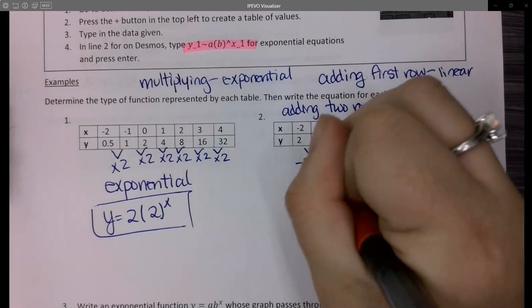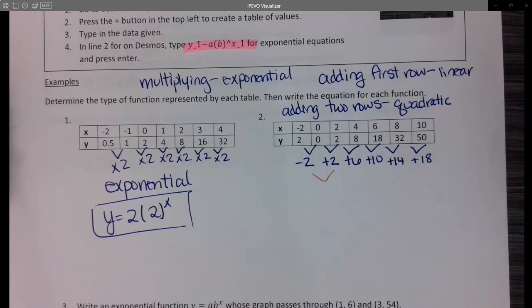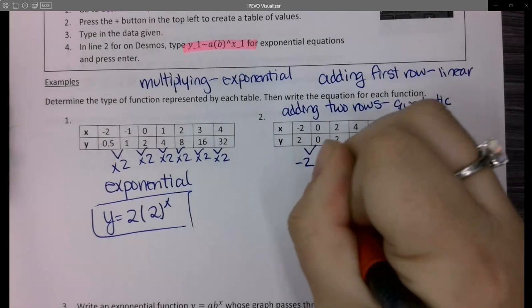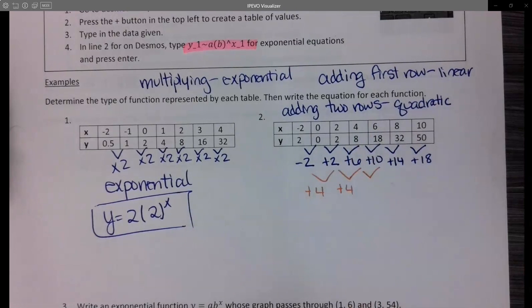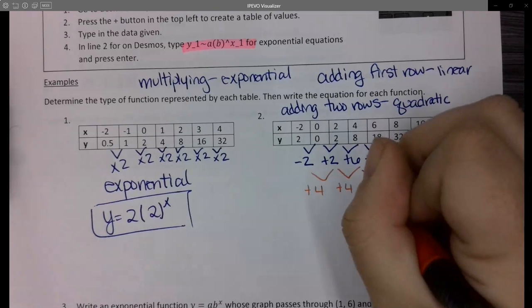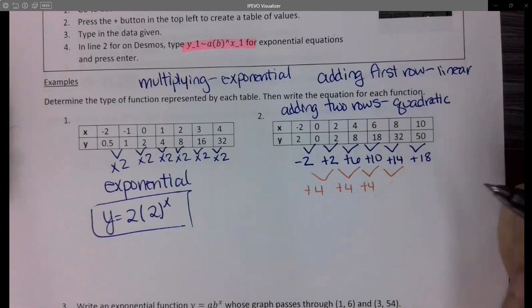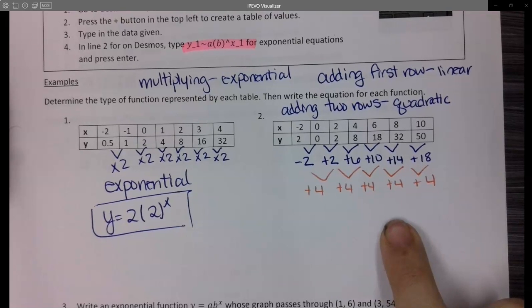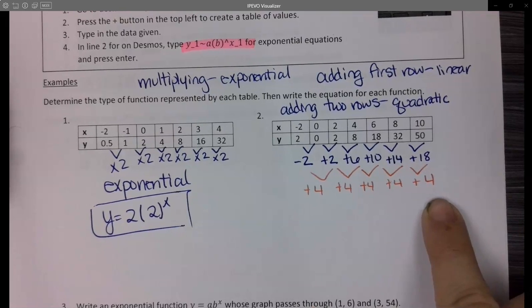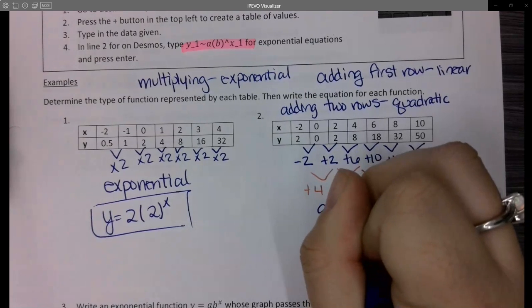So, how do I go from negative 2 to 2? Add 4. How do I go from 2 to 6? Add 4. 6 to 10. Add 4. 10 to 14. And 14 to 18. Okay, so notice how this took me 2 tries, and then all the numbers were the same. This one is going to be quadratic.